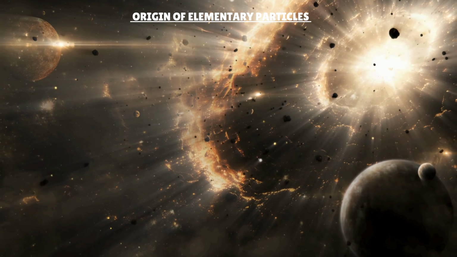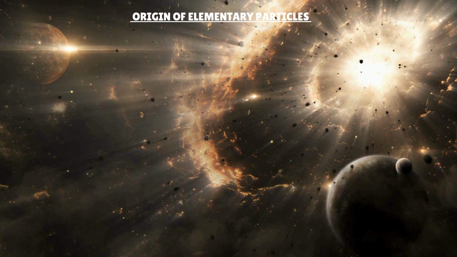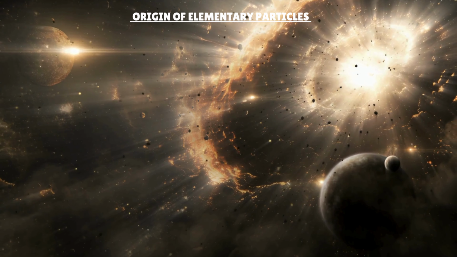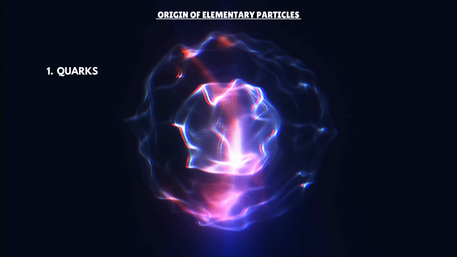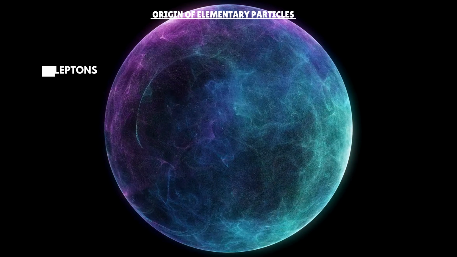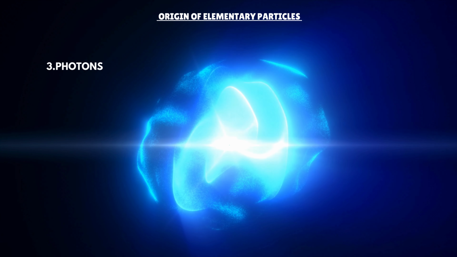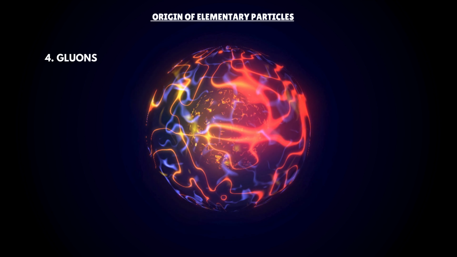After the Big Bang, the universe was incredibly hot and dense. In the first few seconds, the first elementary particles formed: quarks, the building blocks of matter; leptons, like electrons and neutrinos; photons, particles of light; gluons, particles that hold quarks together.